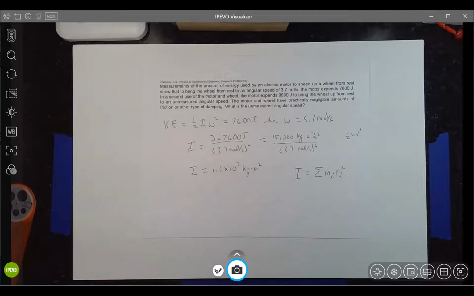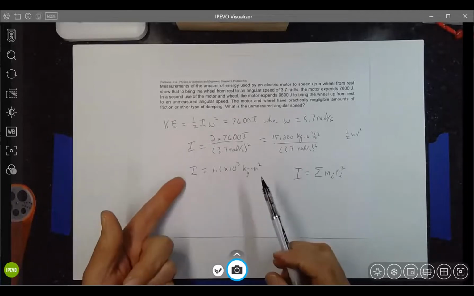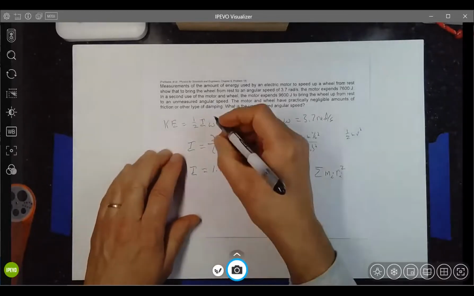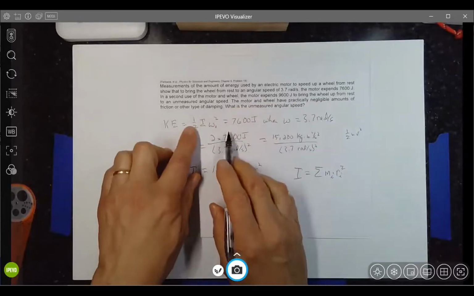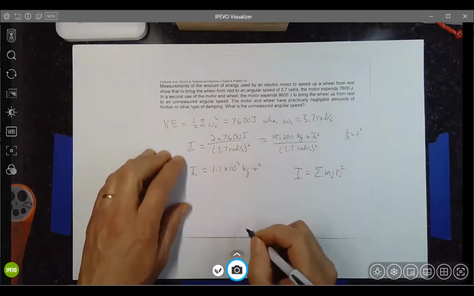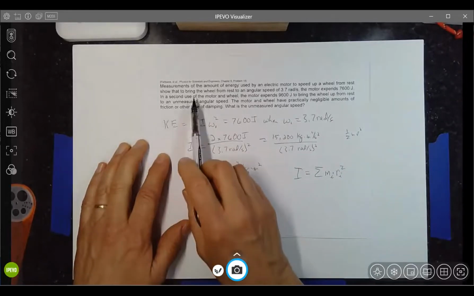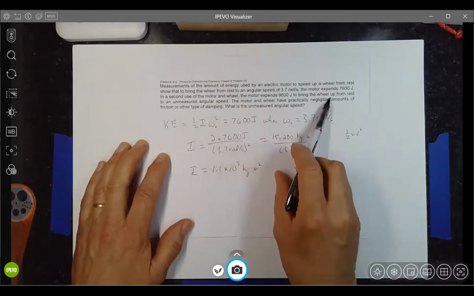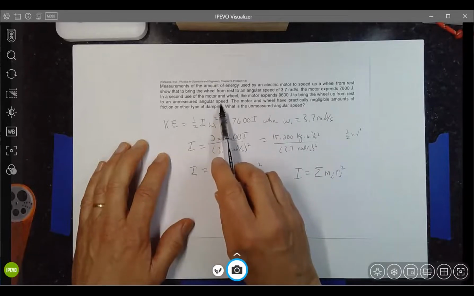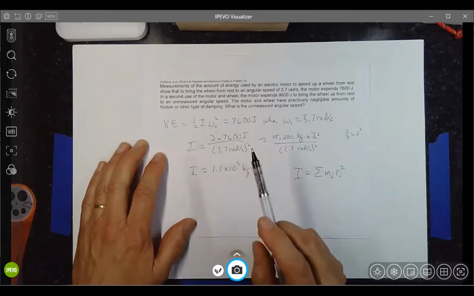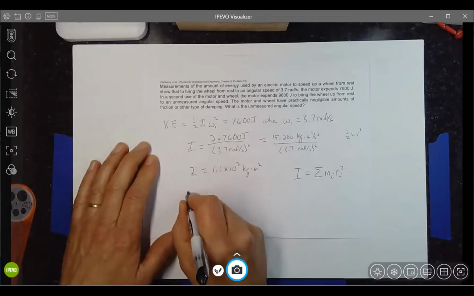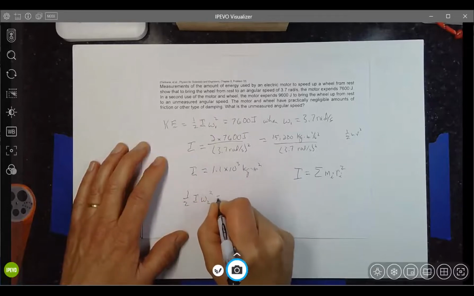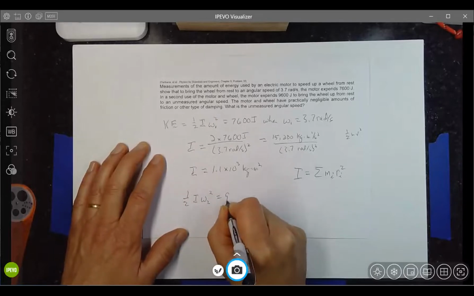And so, let's see. Okay, now it turns out I didn't actually need to calculate this for this problem, and I'll show you why. I'll call this omega 1 up here. And then I'm told that in a second use of the motor and the wheel, the motor expends 9,600 joules to bring the wheel up from rest to an unmeasured angular speed. What is the unmeasured angular speed? Well, I can say that 1/2 I omega 2 squared is equal to 9,600 joules.